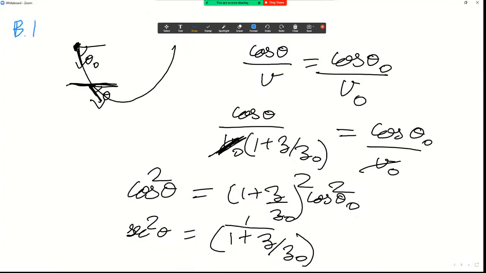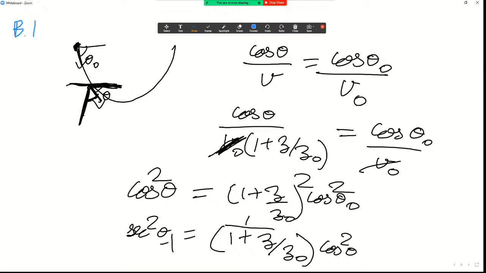Are you sure it's supposed to be cosine theta, not sine theta? Because in Snell's law we have the angle with the normal, and here we have taken the angle with the horizontal, so that is 90 minus theta. Oh, okay.